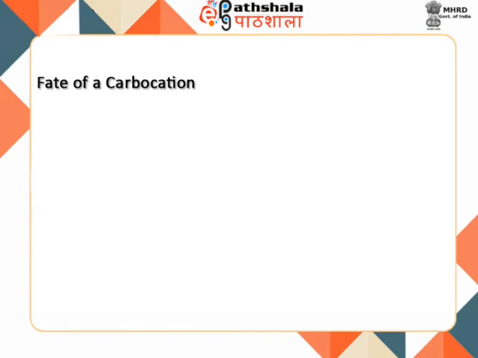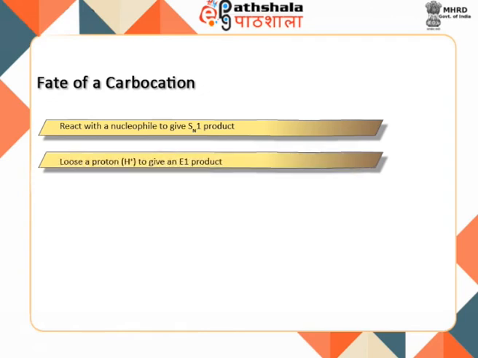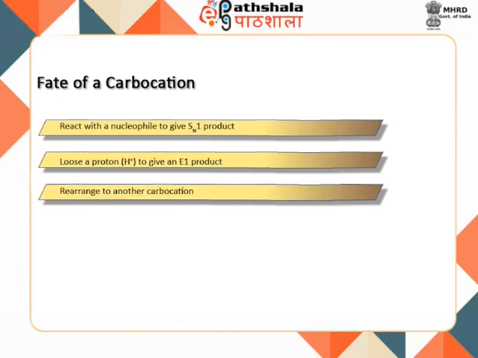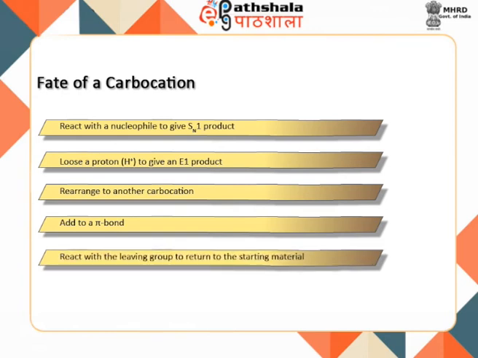Once a carbocation is formed, it may react with a nucleophile to give SN1 product. The carbocation may lose a proton to give an E1 product. It may rearrange to another carbocation. It can add to a pi bond, or it may react with the leaving group to return to the starting material.